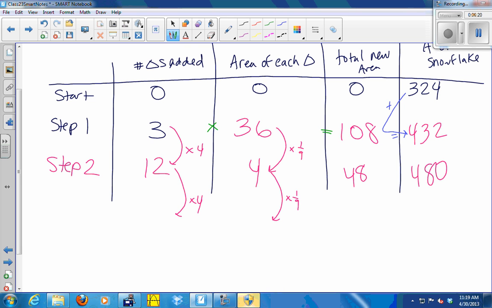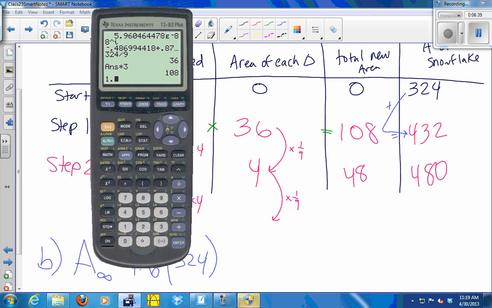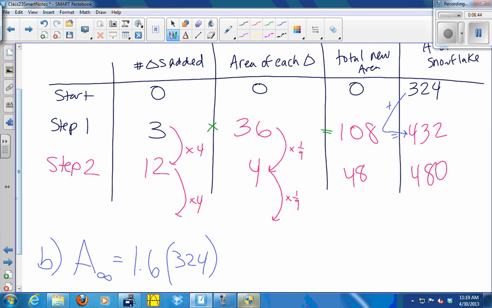And then for the very last, for part B, they're asking what is the area at infinity? The area of the final Koch snowflake, we know, is always 1.6 times the area of the seed, which was 324. So that's 518.4.